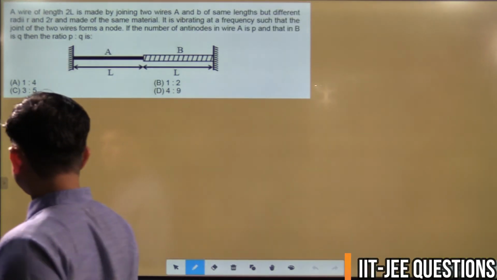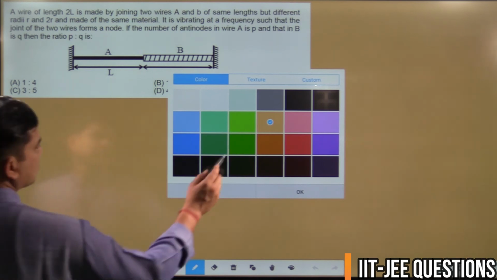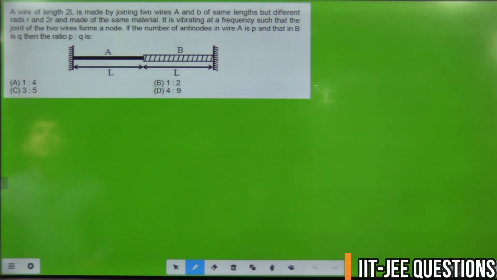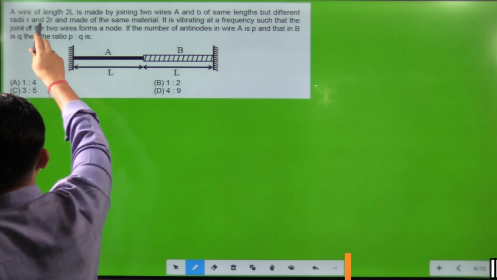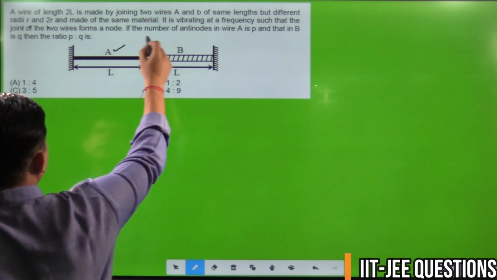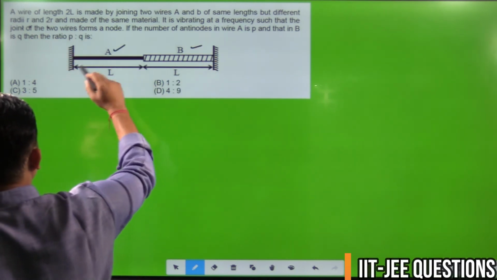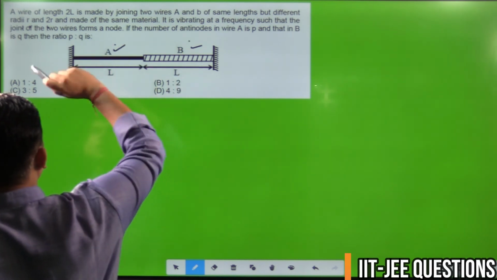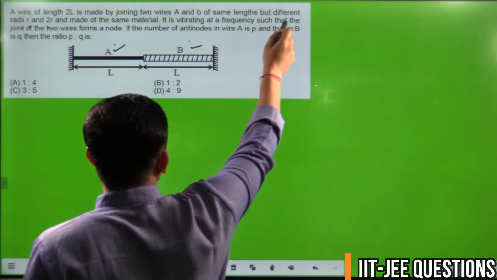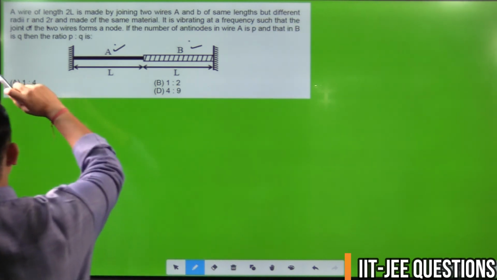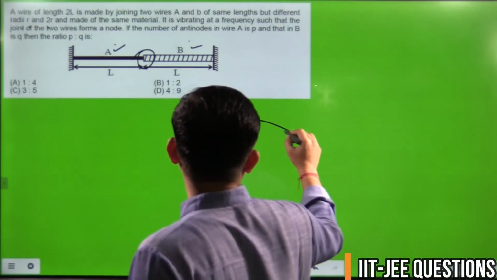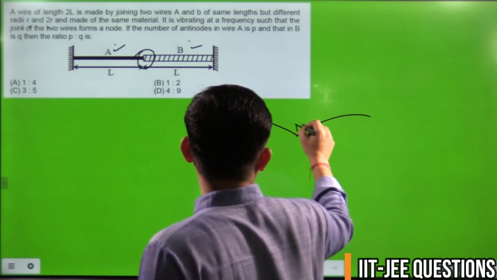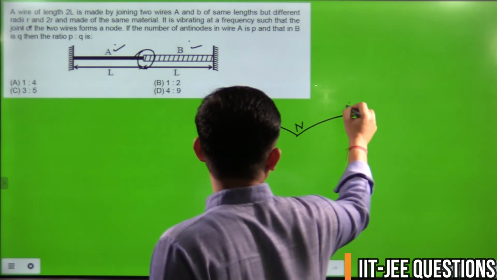Next is a wire of length 2L made by joining two wires A and B of the same length but different radius, R and 2R. The two wires are made of the same material. It's vibrating at a frequency such that the joint of the two wires forms a node. The joint is a node, and the rest are antinodes.